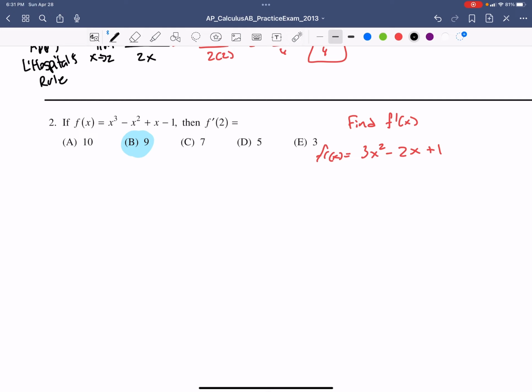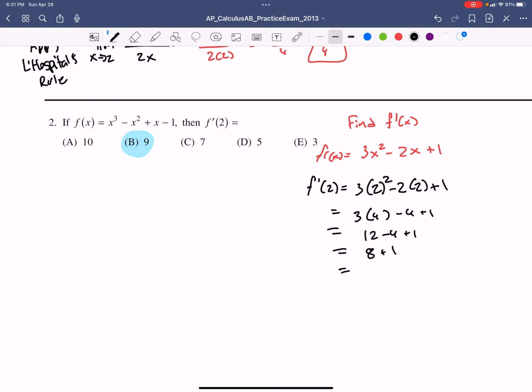Now that we know what my f prime is, I just plug in the number 2. So you're going to get 3 times 2 squared minus 2 times 2 plus 1. 2 squared is 4, and 2 times 2 is 4, plus 1. 3 times 4 is 12 minus 4 plus 1. 12 minus 4 is 8, plus 1, which gives me 9. Alright, and that's how we get the answer.